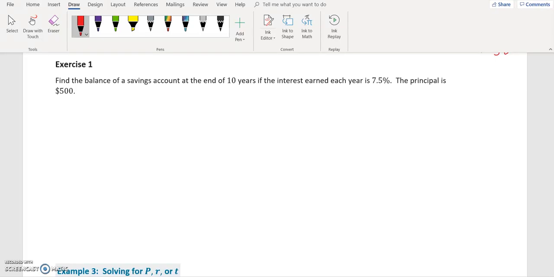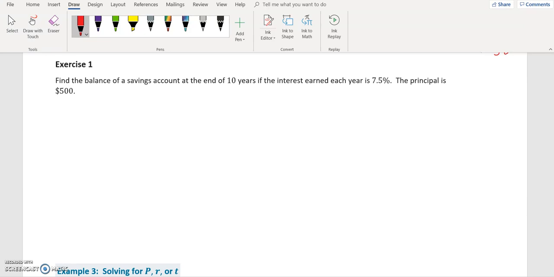Okay, so we just left off on example 1. And example 1 is very much like exercise 1, so please go ahead and pause the video and try exercise 1 on your own. Press play to check that it's correct.